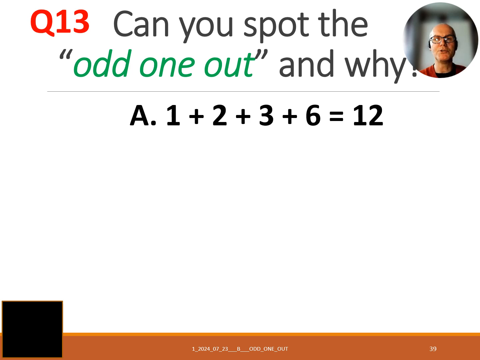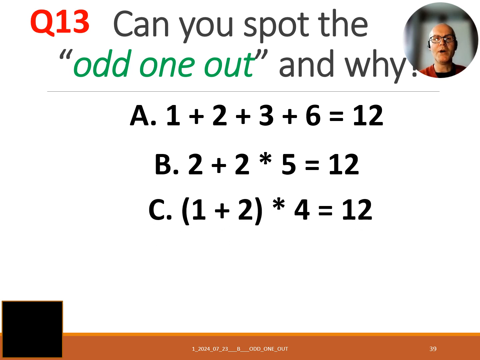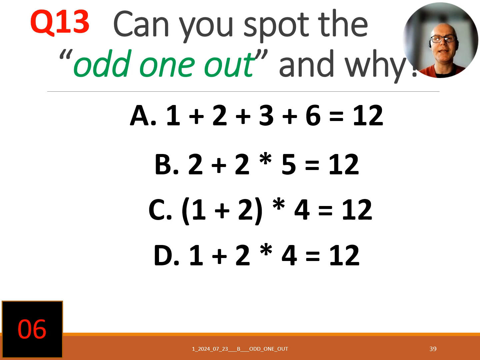Here are the 4 options for question 13 based on BODMAS. 1 plus 2 plus 3 plus 6 equals 12. 2 plus 2 times 5 equals 12. 1 plus 2 in brackets times 4 equals 12. And 1 plus 2 times 4 equals 12. What's the odd one out?